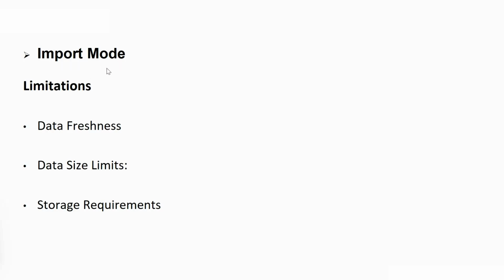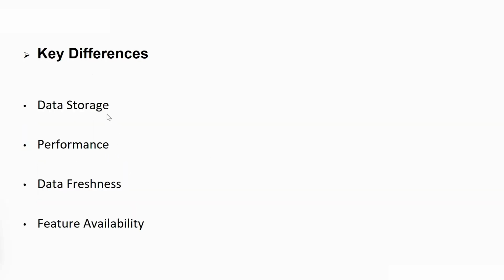Now, let's talk about some of the key differences between direct query and import mode. The first one is data storage. With direct query, data remains in the source system and Power BI sends queries to fetch the data. With import mode, data is loaded into Power BI's in-memory model. Now let's talk about performance. In direct query, it is dependent on the performance of the source system. Import mode is optimized for speed with in-memory processing.